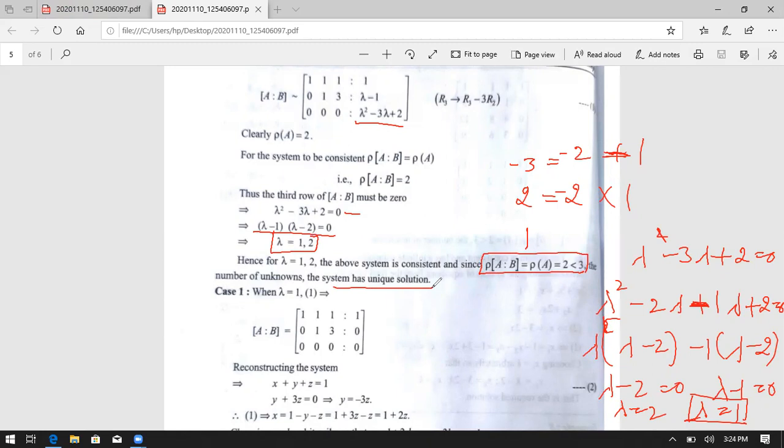Okay, next come to the next step. Then one case is there. Case 1, lambda is equal to 1. Why? Because the lambda value 2 is there, that's why first one the lambda equal to 1. Okay, you substitute the lambda value in equation 1.